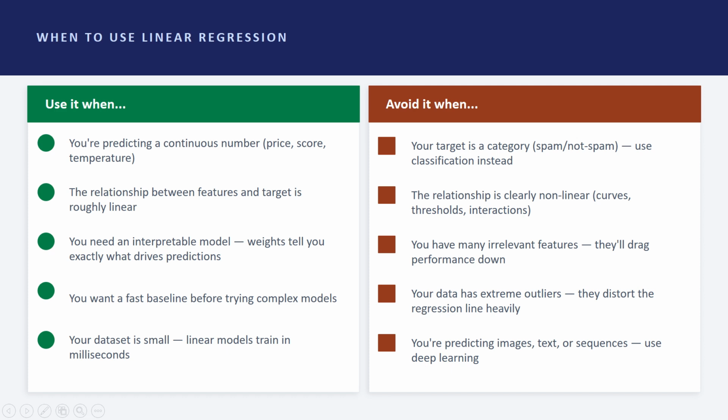Avoid it when your target is a category. That's a job for classification. Avoid it when the relationship is clearly curved or has a sharp threshold. A linear line cannot represent that. And avoid it for images, text, or sequences. Those need deep learning architectures that we will cover in phase 3.